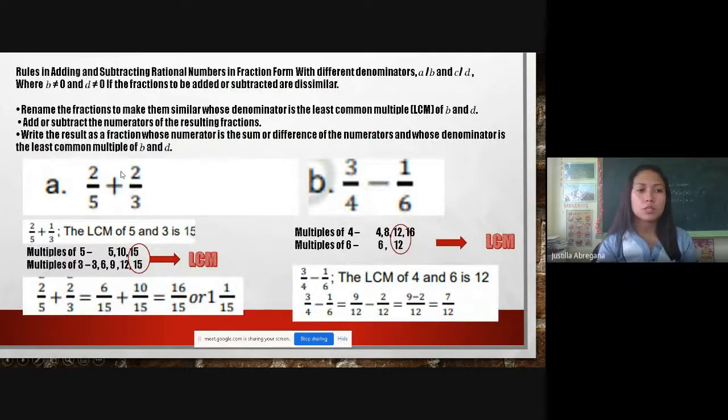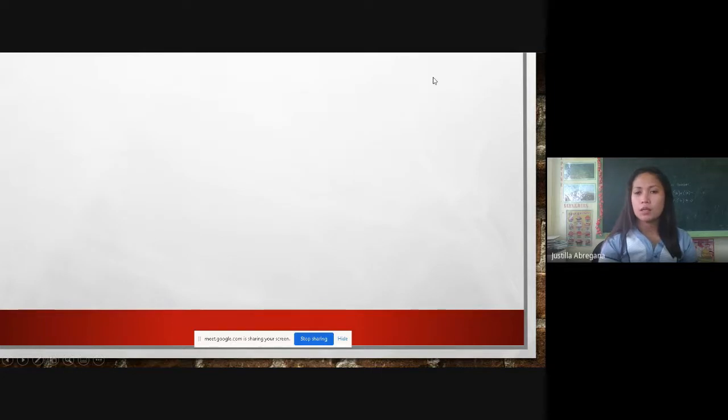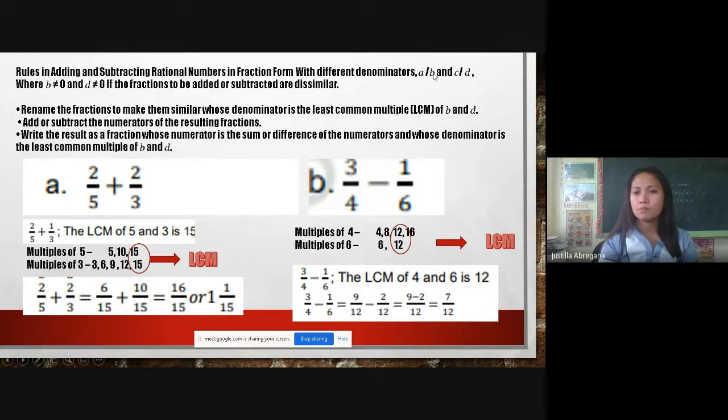You have here the rules in adding and subtracting rational numbers in fraction form with different denominators. A over B and C over D, where B is not equal to 0 and D is not equal to 0, if the fractions to be added or subtracted are dissimilar. What do you mean by dissimilar? When the fractions have different denominators. So we have here B and D.